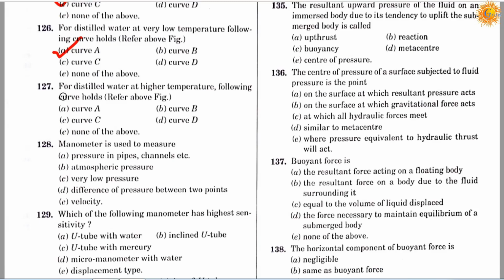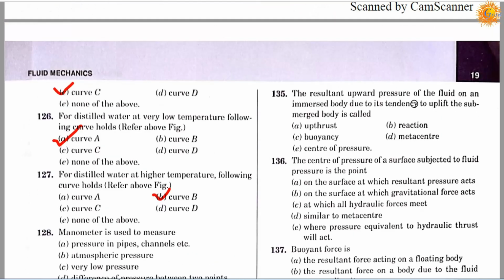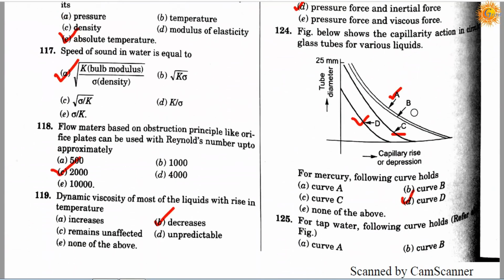Question number 127. For distilled water at high temperature, the following curve holds. Refer to the above figure. Option A is curve A, option B is curve B, option C is curve C, option D is curve D, and option E is none of the above. So the correct answer is B. It will be curve B, because it is distilled water at a high temperature. So curve B means that one. You can see this curve below curve A. Curves A and B are very close and look similar.